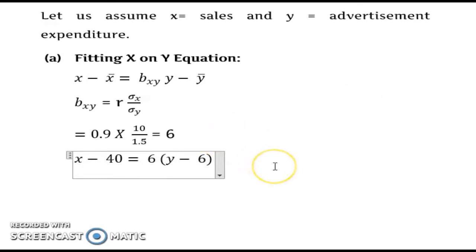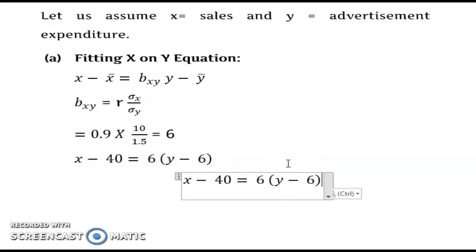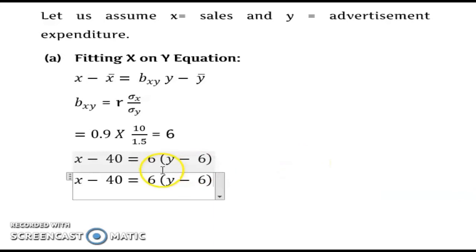Next we have to multiply, right? So we multiply 6 with y and minus 6. So 6 into y will become how much? 6 into y is 6y.